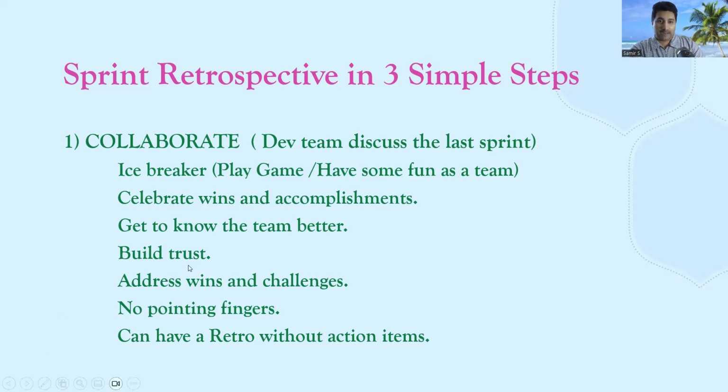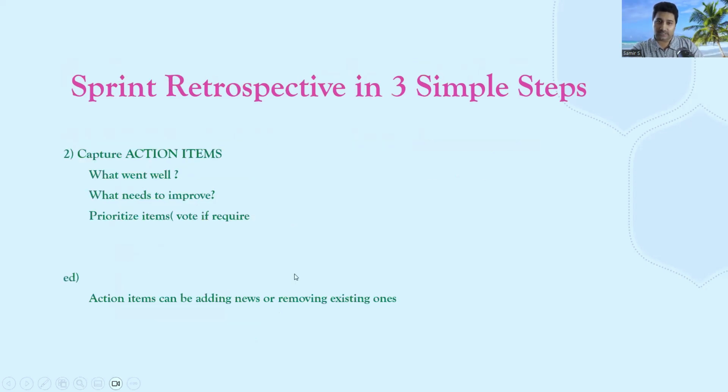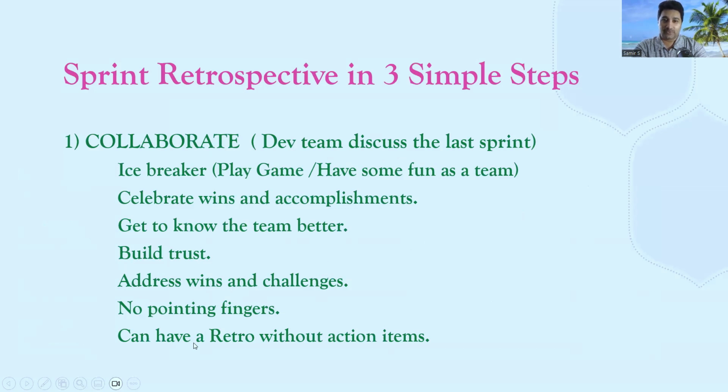And now address wins and challenges. We have to address the wins as well as the challenges. We can have a retro without action items. Let's say the team is very experienced, they have been doing really good, the burn down chart looks good, the sprint goal is achieved. So we can have a retro or two without any action items, but it will be used more towards team collaboration, building trust, better communication, celebrating the wins, and those kinds of things. So first and foremost, like we discussed, it is to collaborate between the team members, right?